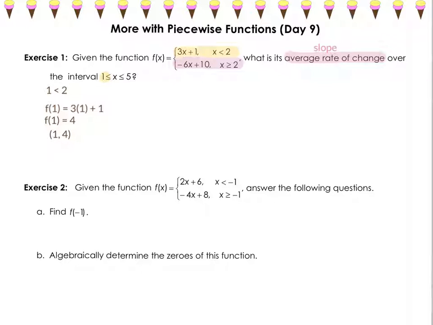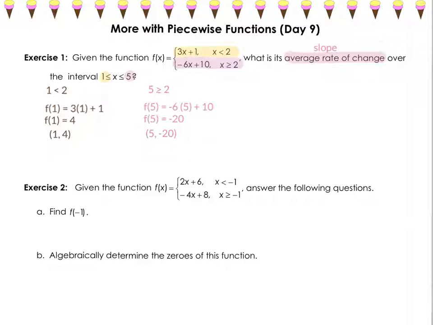Now I need to look at the second piece, the 5. 5 is greater than or equal to 2, so that means that I'm going to use the bottom function for the 5. So to find f of 5, because 5 is greater than or equal to 2, I'm going to use that function. F of 5 equals negative 6 times 5 plus 10, which simplifies to negative 20. So that means that my second point here is 5 comma negative 20. So now I have my 2 points that I can find the slope between.